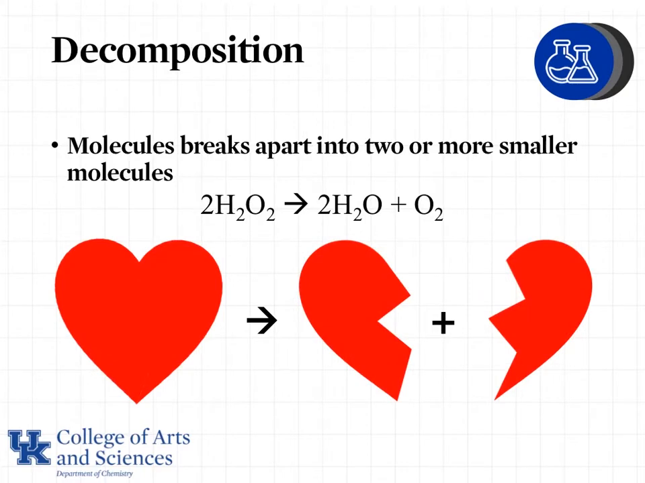The next type of reaction is a decomposition reaction. In this type of reaction, we see that molecules break apart into 2 or more smaller molecules. This is the opposite of the combination reaction we saw on the previous page. In this case, the compound is breaking down into smaller pieces. Here we get a compound and an element. This reaction shows the decomposition of hydrogen peroxide.